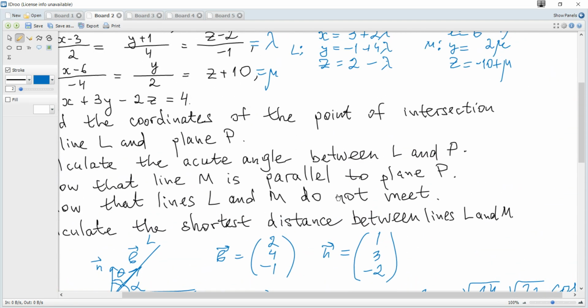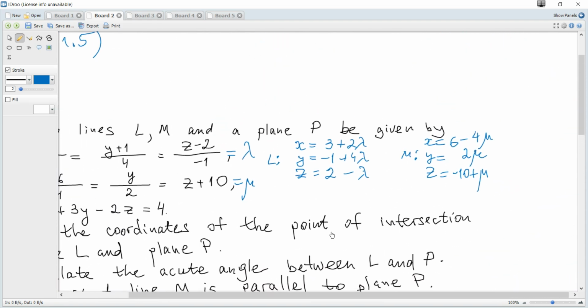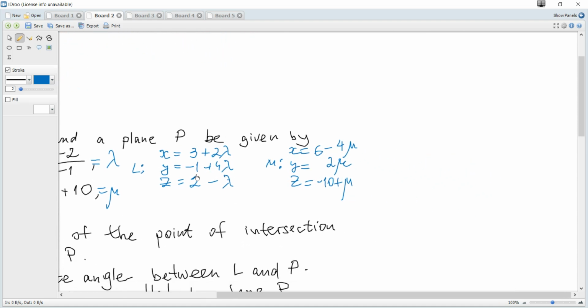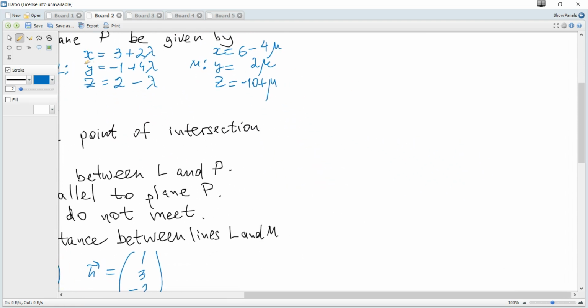How to do that? Let's write here, it will be more suitable. We just equate x to x, y to y, z to z. So we write that 3 plus 2 lambda is 6 minus 4 mu. -1 plus 4 lambda is 2 mu, and 2 minus lambda is -10 plus mu.